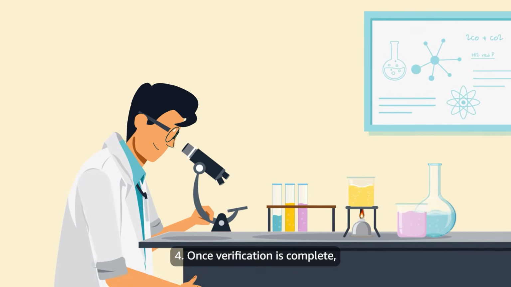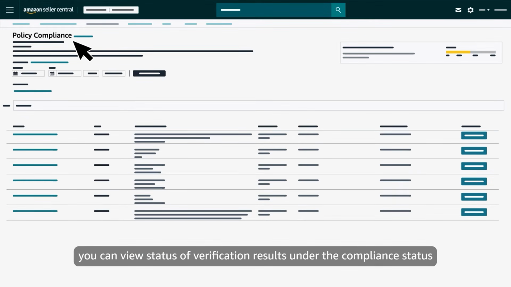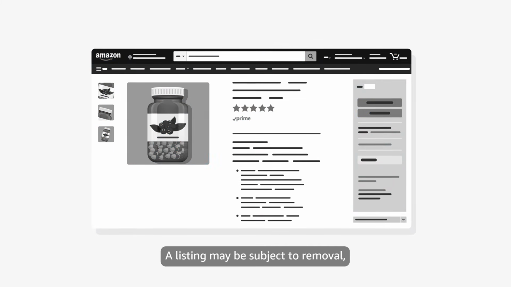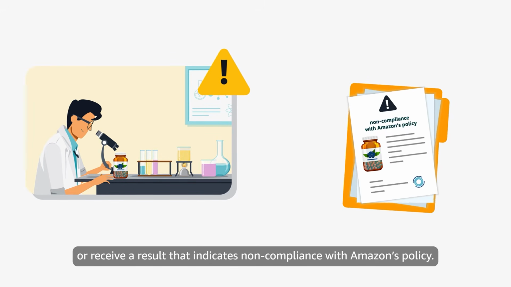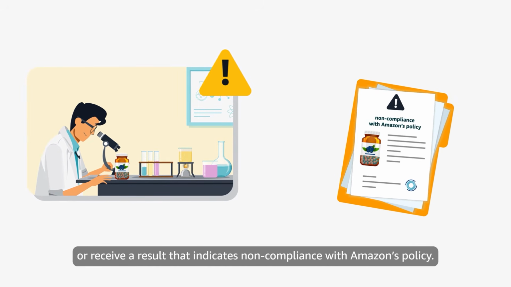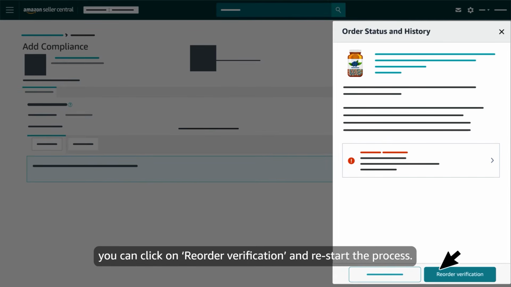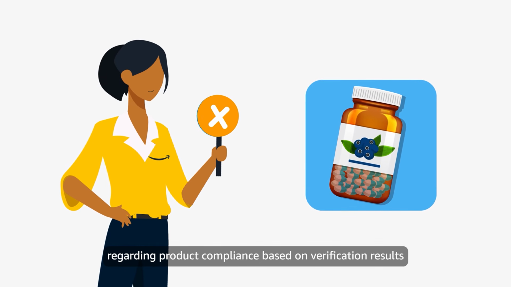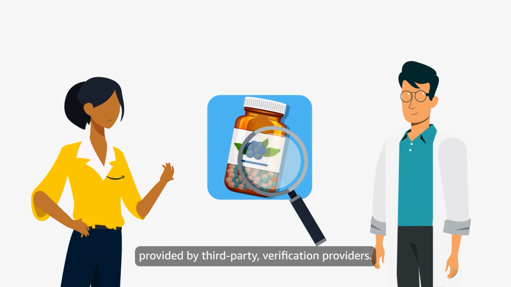4. Once verification is complete, you can view the status of verification results under the compliance status for each listing under your Account Health. A listing may be subject to removal if you fail to initiate, are unable to complete verification, or receive a result that indicates non-compliance with Amazon's policy. Depending on the product category, you can click on Reorder Verification and restart the process. Amazon reserves the right to make final determinations regarding product compliance based on verification results provided by third-party verification providers.